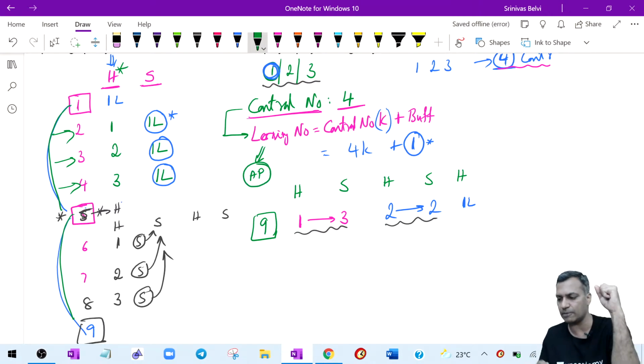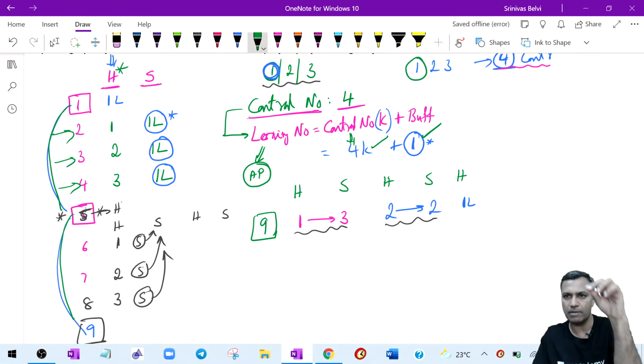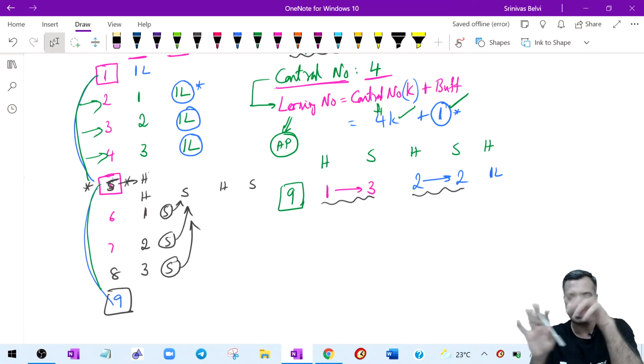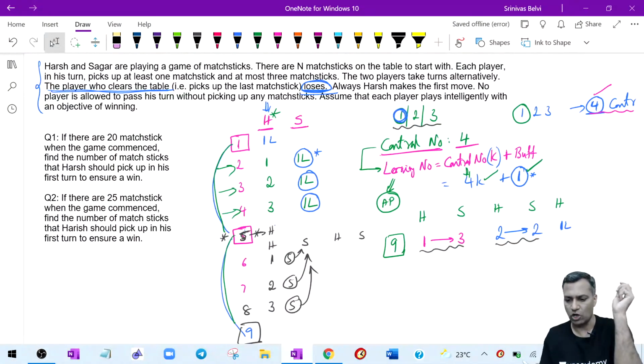How to get this arithmetic progression? Write the control number k times, you control it multiple times, and then add the buffer. What is this buffer? Buffer is the least possible number. By using that number, you push your opponent to the corner, a choiceless situation. You have to push your opponent to the choiceless situation. Okay, fundamentals are clear. Concept is clear.